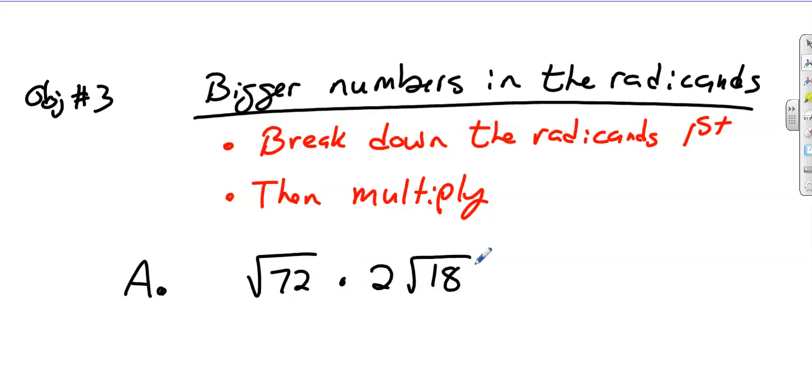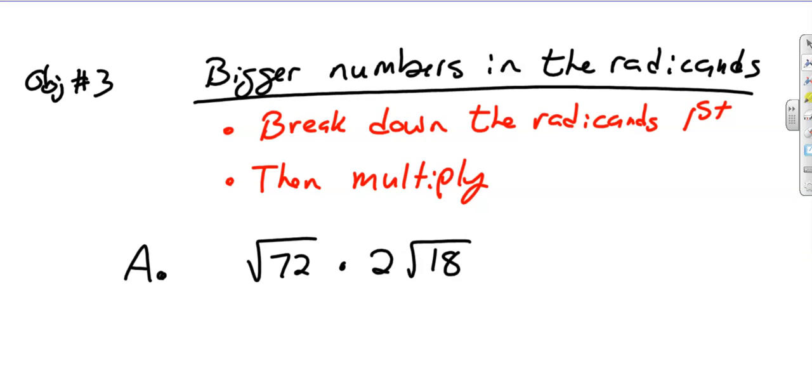So maybe it's something like this. It's the square root of 72 times the square root of 18. If you did 72 times 18, you're up into the 1,000 something now, and most people are like, no, I don't want to do that. So here's what we're going to do. If the numbers are getting bigger, go ahead and take these numbers and start breaking them down. If you're not sure about 72, start dividing it by 2's.